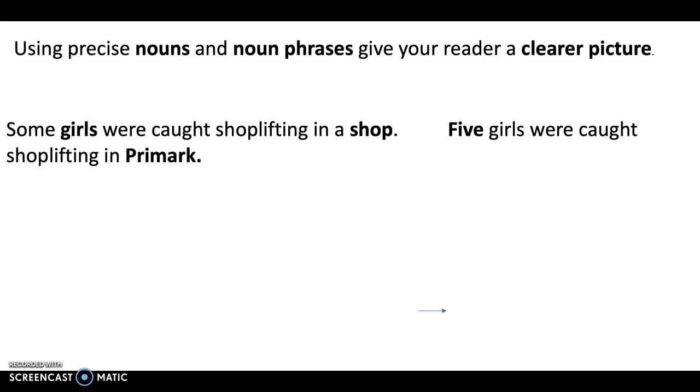Now we have more of an idea of what happened and where and who. So we have 5 girls and we have the shop Primark. It makes it more interesting for us and we have more detail. You can even go further and say 5 young girls or 5 tall girls. Well, you get the idea.